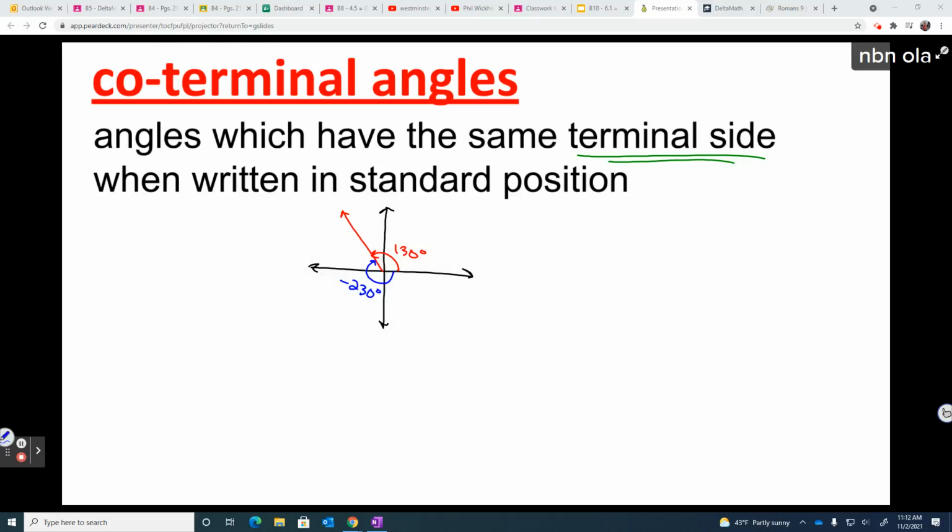Okay, another example. If I start here, I go all the way around the circle, and then I end there. What would that green one be? 490. Yeah, that's what I said. Sorry, I didn't hear you well. Yeah, 490. 130 plus 360, because 360 is all the way around.